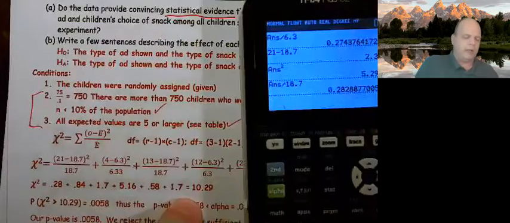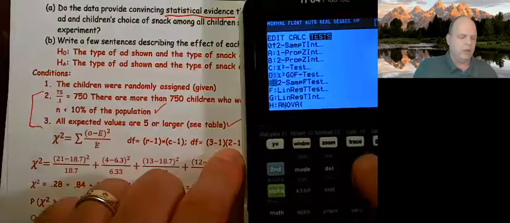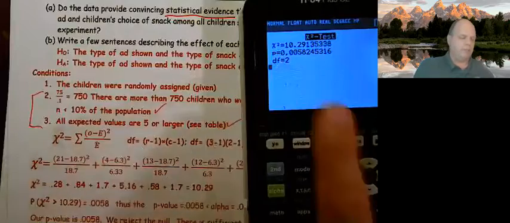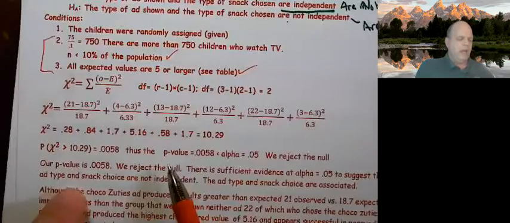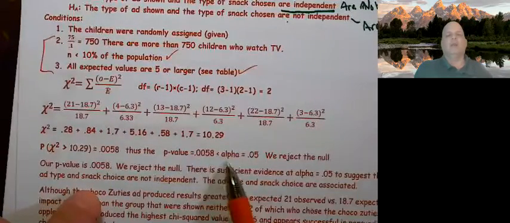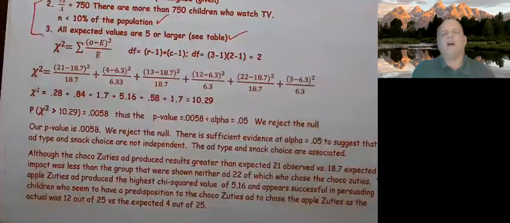When we actually ran the test in the beginning, when we went stat test, chi square test, that's what we got, 10.29. Okay, so we added those up, we get 10.29. And we had a p-value 0.0058, which is less than alpha, so we're going to reject the null. So our p-value is 0.0058.